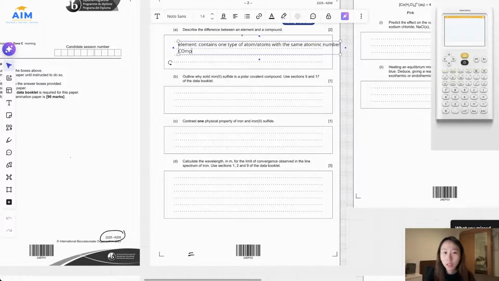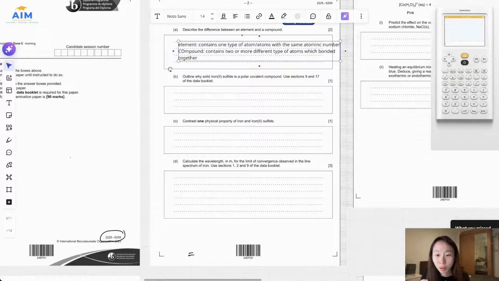How about a compound? A compound is basically the opposite: it contains two or more different types of atoms which need to be bonded together. For example, sodium chloride contains Na and Cl, and they are chemically bonded together, so that's why it is considered a compound. But how about if in one place we have iron and cobalt, but they are separated? They are not chemically bonded, they only exist together.